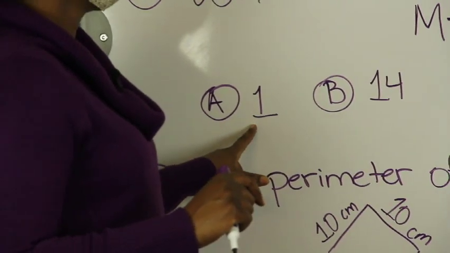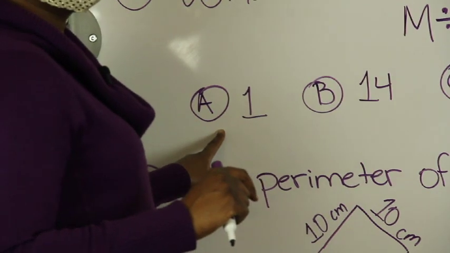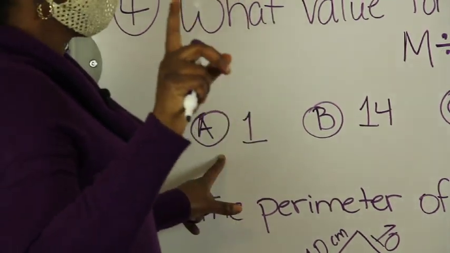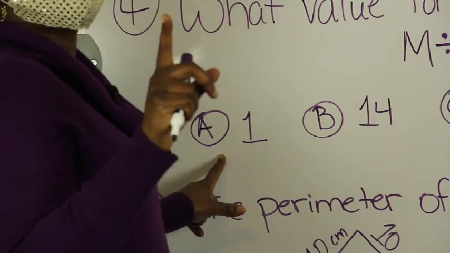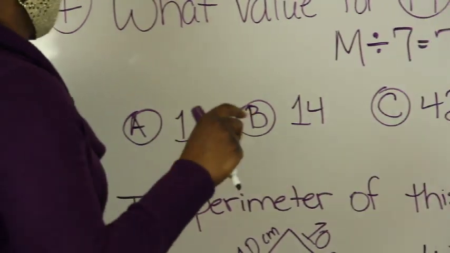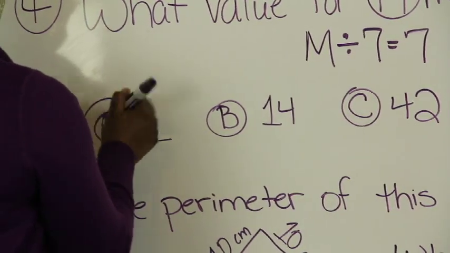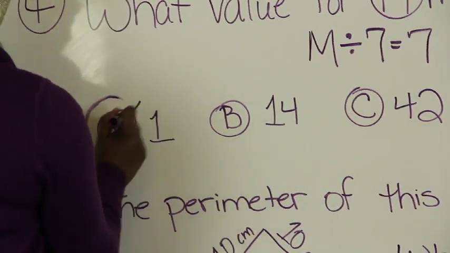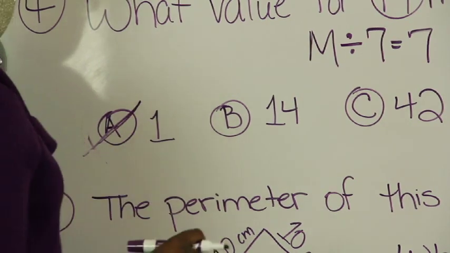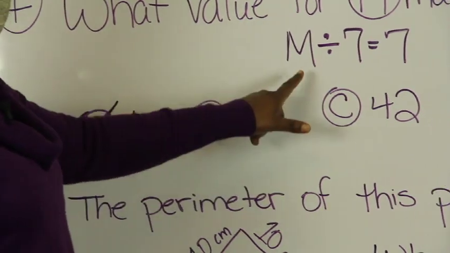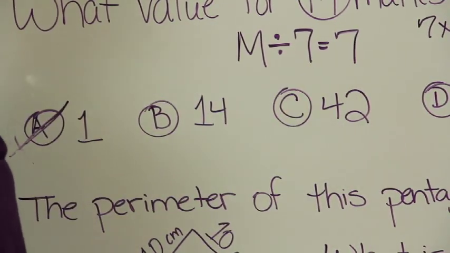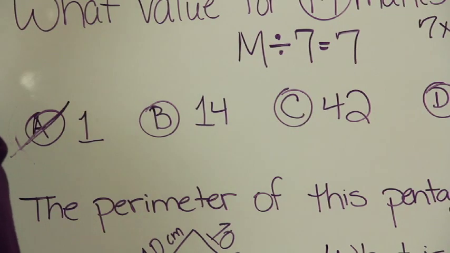A is 1. Does 1 divided by 7 equal 7? That's a trick, because 1 times 7 equals 7, but that's not what we're trying to do. It's not a multiplication symbol, okay? Oh, almost. I meant to mark it out, not circle it. Okay? All right, the next one, 14 divided by 7. Does it equal 7? 14 divided by 7 is 2.